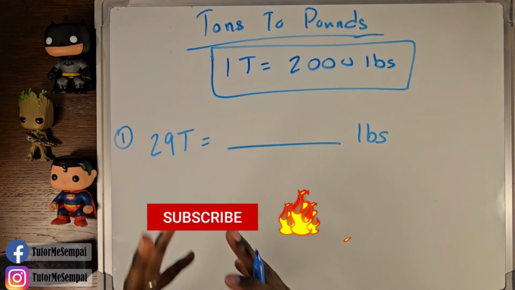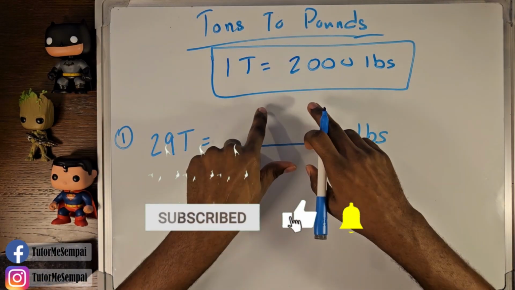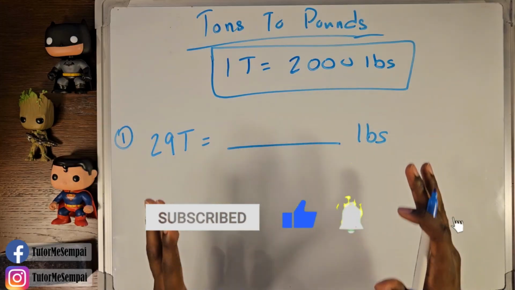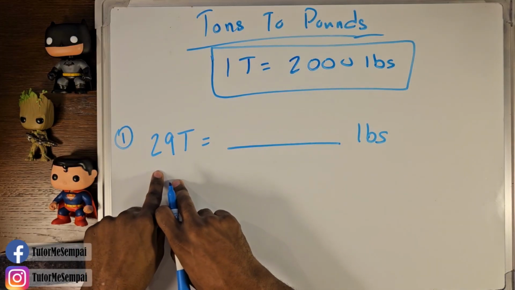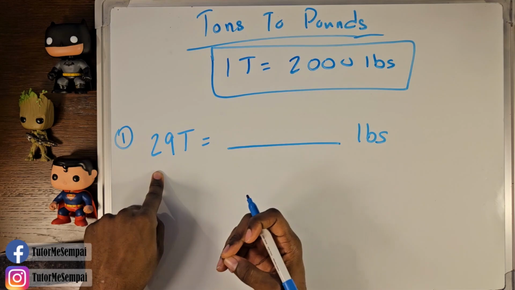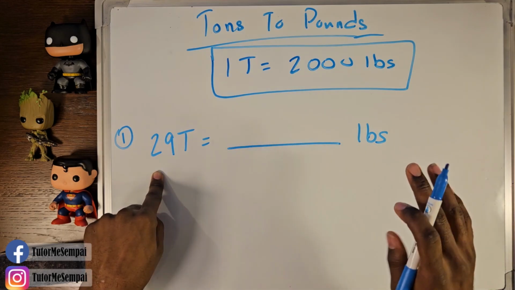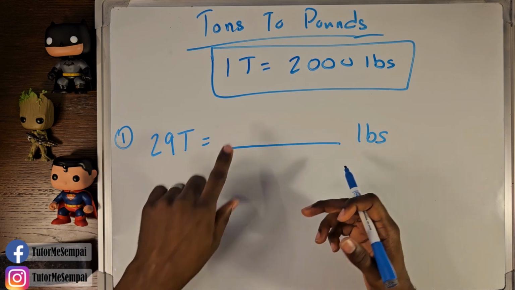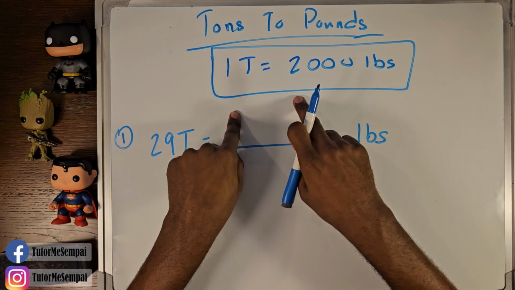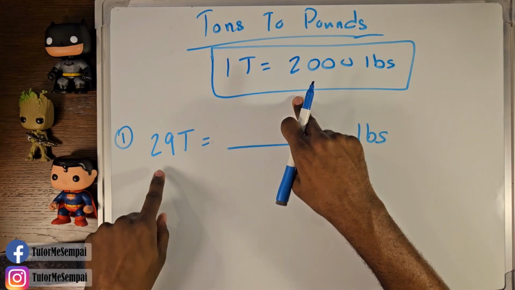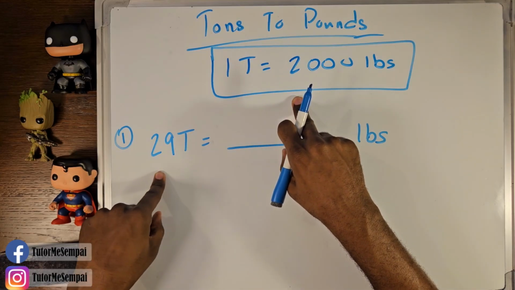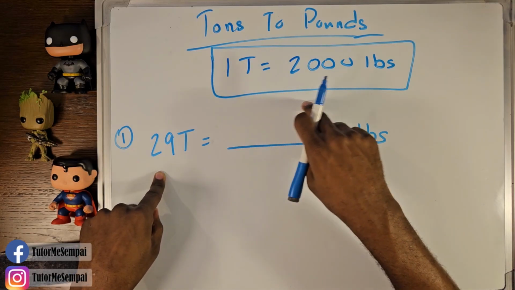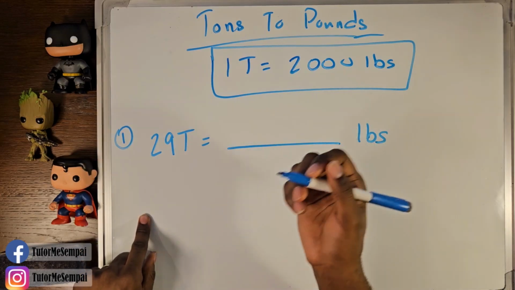Now we're going to convert our tons back to pounds, but we're going to be using our basic unit conversion like we always do. So in this first example, we have 29 tons, and we want to know how many pounds do we have when we have this many tons. Well, our basic unit conversion tells us that every ton is going to be 2,000 pounds. We have 29 of these tons, so that's going to be 29 times this amount here. So we're going to do some multiplication.